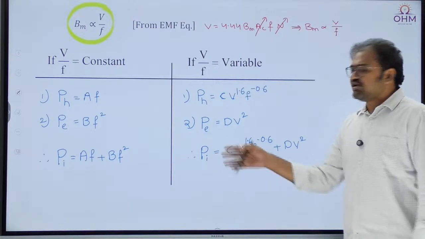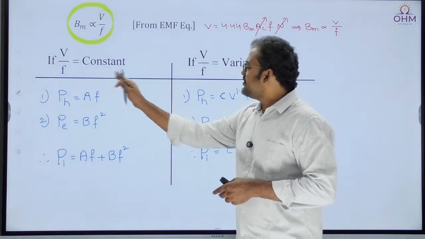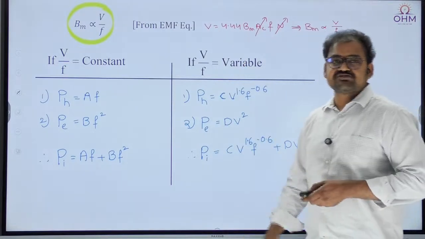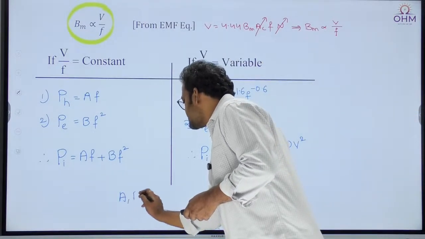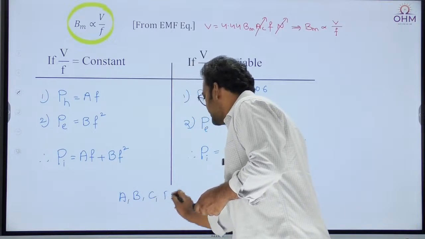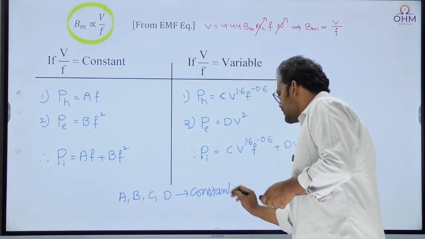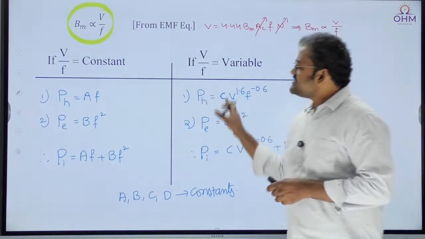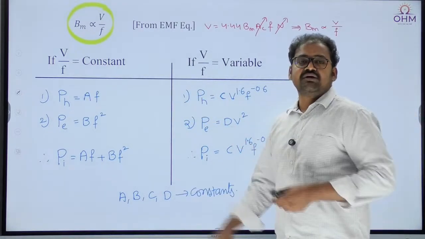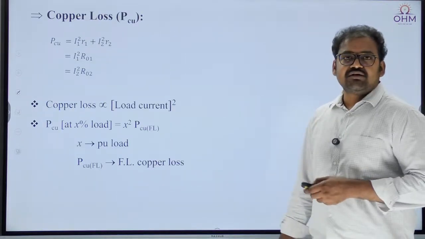So this is the formula for iron loss in the two cases: when V by F ratio is constant and when V by F ratio is variable. And here A, B, C and D are proportionality constants. Questions will come directly from these equations. If you remember the equations, you can easily answer the questions. So this is about iron loss in a transformer.